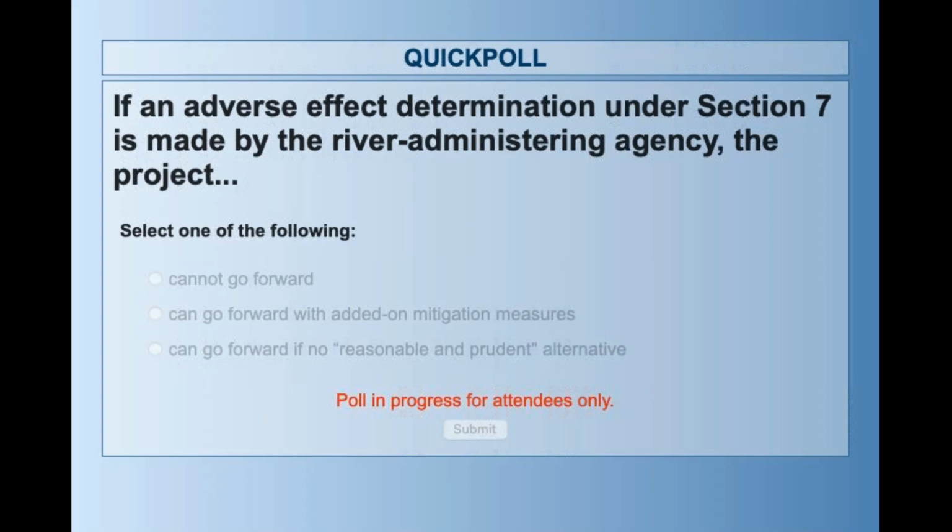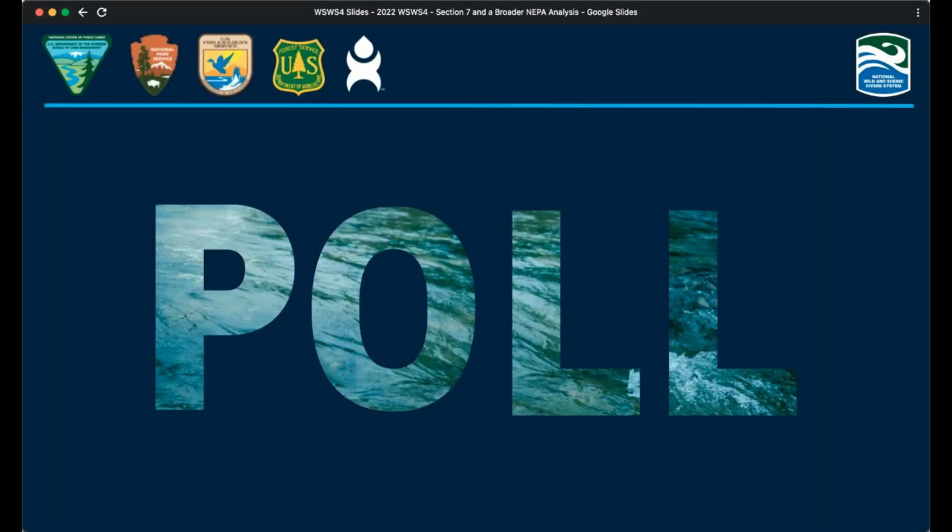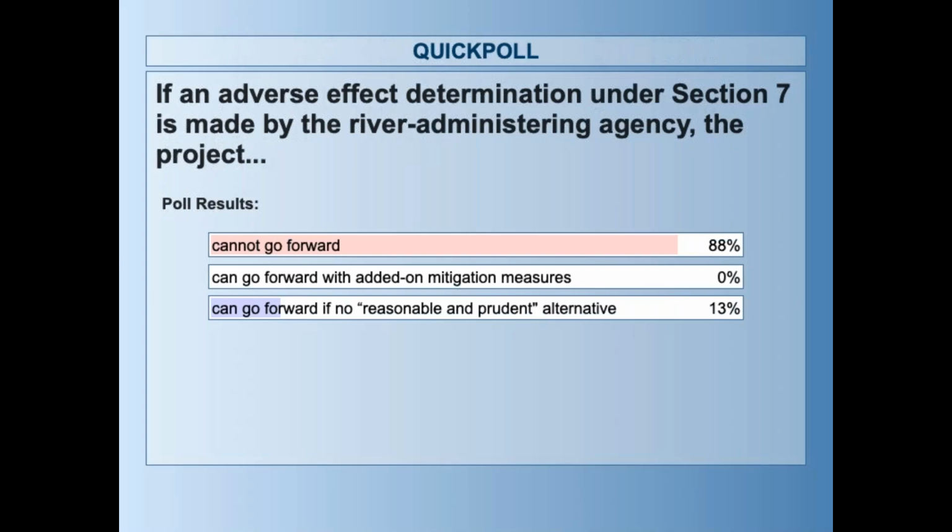All right, looks like most people have voted, so we'll go ahead and close the poll. Correct. For 88% of you, the project cannot go forward.